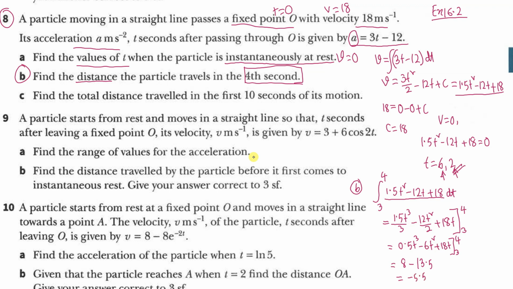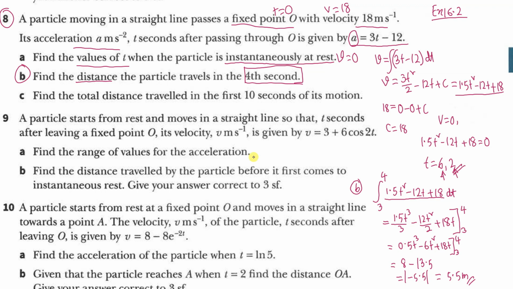Since it's a negative value, it doesn't matter, but we have to change this value to positive meters. So the final answer is 5.5 meters, because the displacement at 4 is lower than at 3. That's why the value comes out negative. It doesn't matter, so just use the modulus and make the value positive.